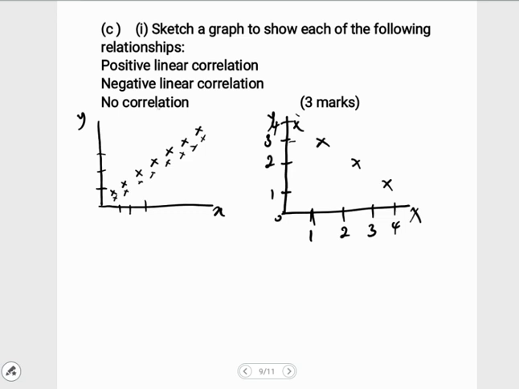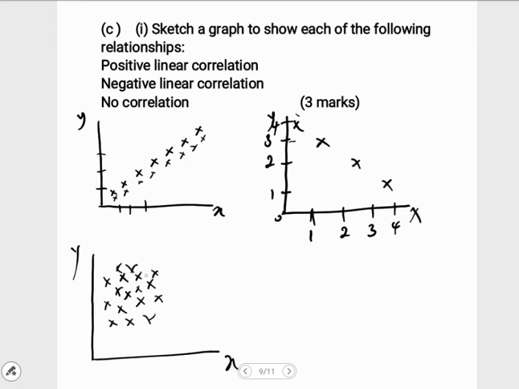Then the last one is no correlation at all. When there is no correlation, we're going to have something like this. We have the x coordinates, the y coordinates, okay? If there is no correlation at all, then the graph will be clustered this way. It will just be a clustered graph, so no direction. It will be without direction. So for this we have no correlation.